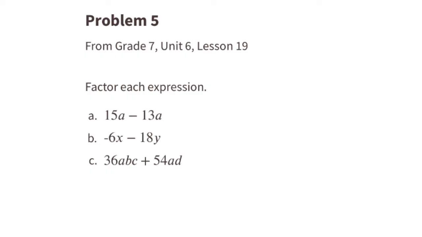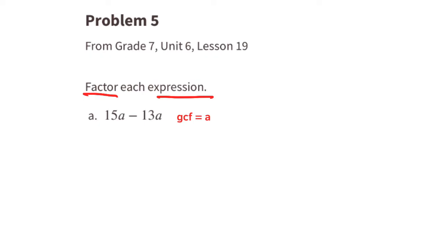Problem number 5 from 7th grade, Unit 6, Lesson 19. Factor each expression. A. 15a minus 13a. Their greatest common factor is a, so we can put a on the outside of the parentheses. 15a divided by a is 15, so we'll substitute the first question mark with 15. And 13a divided by a is 13. So the factored expression reads a times 15 minus 13.